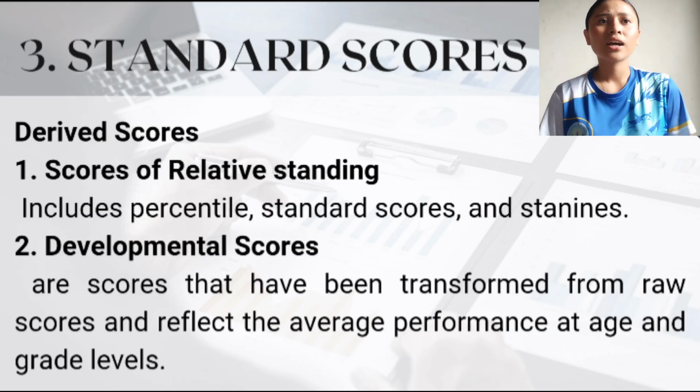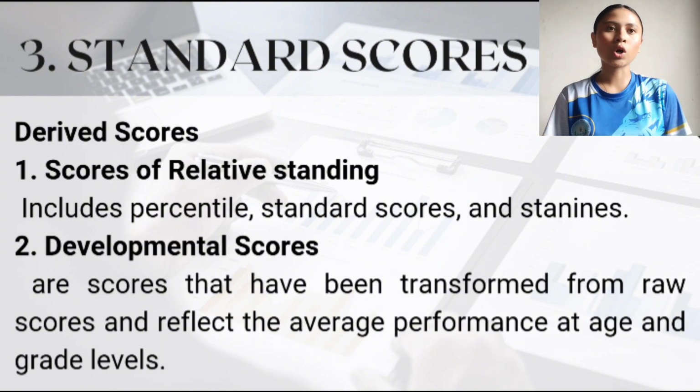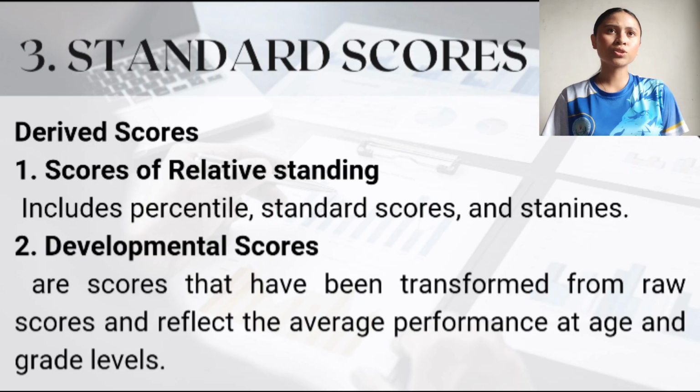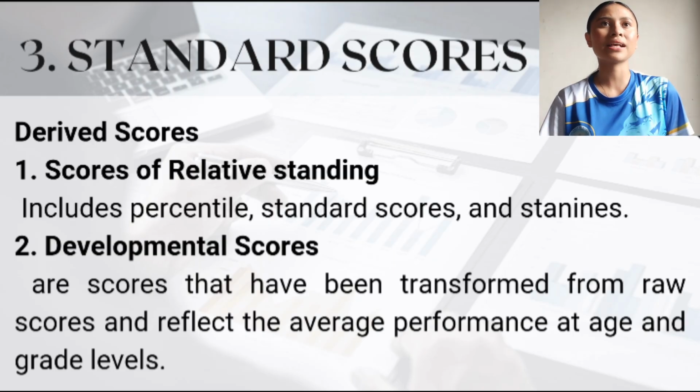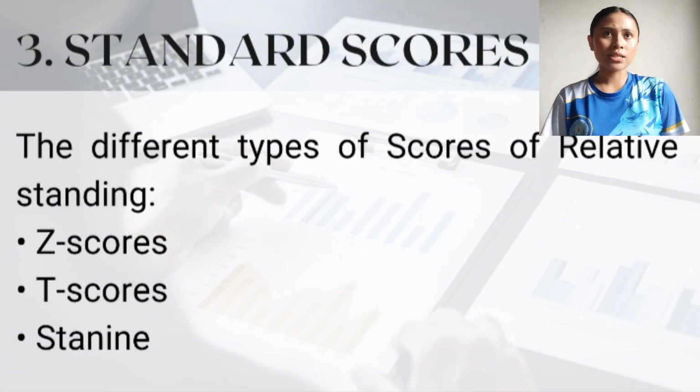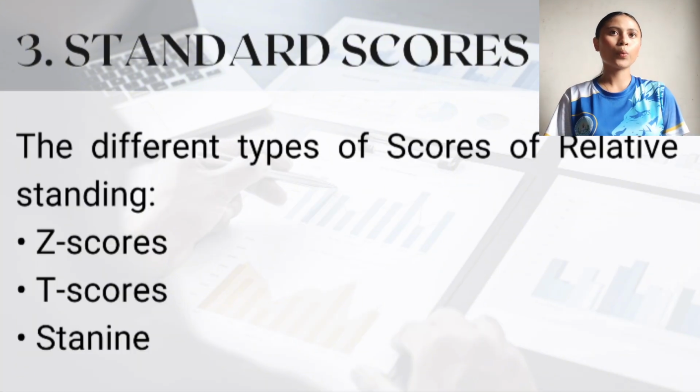There are two different types of derived scores. The first are the scores of relative standing, which include percentile, standard scores, and stanines, while the other are the developmental scores, which are scores that have been transformed from raw scores and reflect the average performance at age and grade levels. There are different types of scores of relative standing. First, we have z-scores, second, t-score, and lastly, we have stanine.